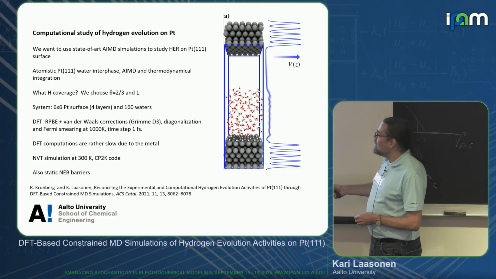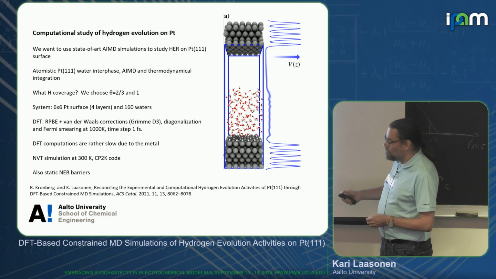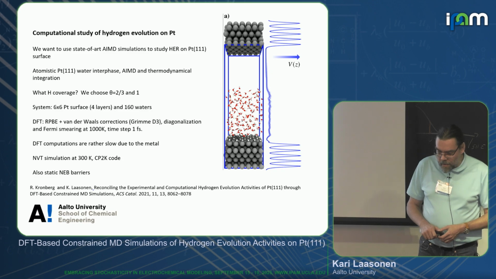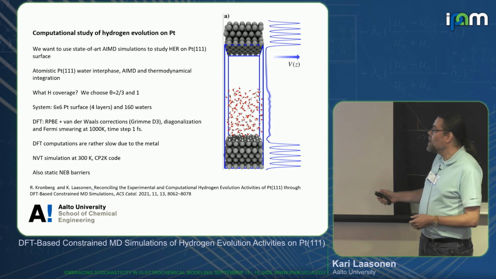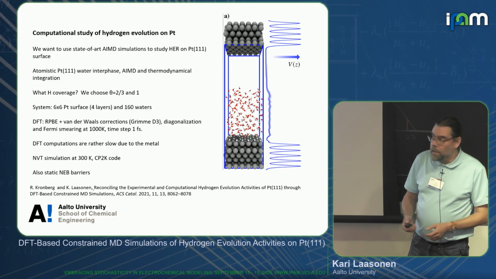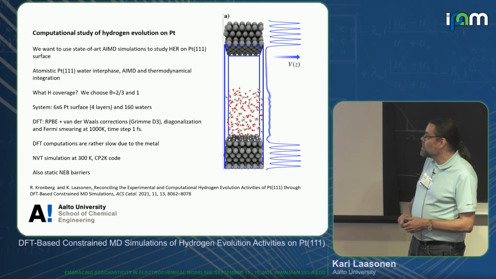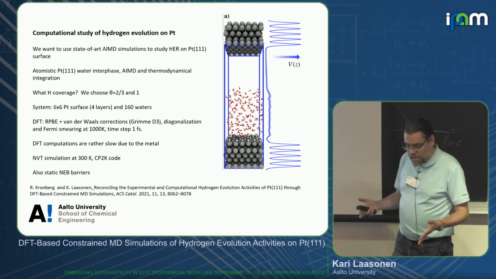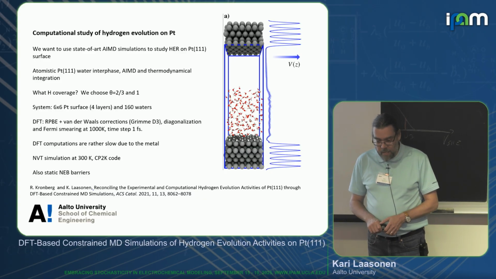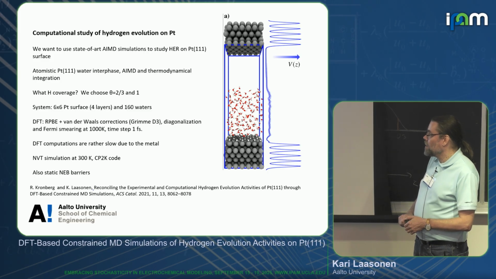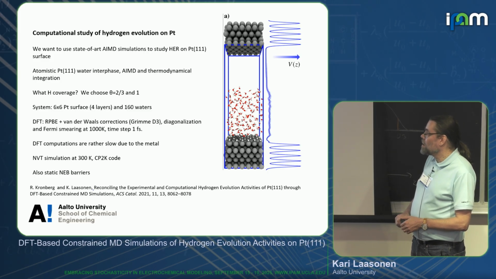And of course, in computations it would always be nice to have several coverages of hydrogen. We only choose here two coverages, say full coverage and 2/3. It's a very similar system, a 6x6 surface. We try to make the surface as large as we can, but the computational cost limits that quite a lot. And then there are, in our opinion, enough waters.